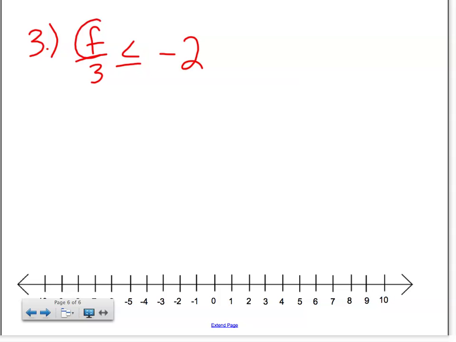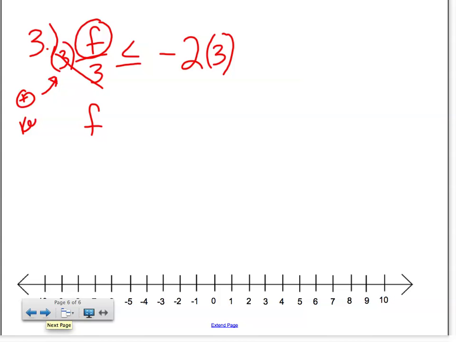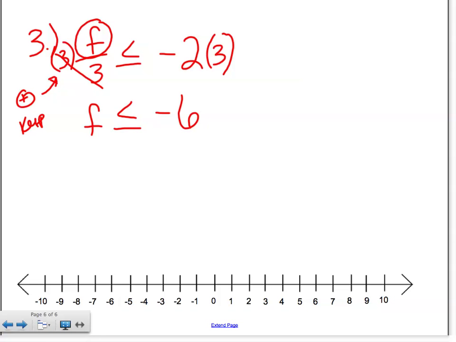So I see division happening here. I'm going to multiply by a +3. What I do to one side, I need to do to the other. Okay? These cancel, and I'm left with f. Because this was a positive number, I'm going to keep the sign, so the sign will stay the exact same. And over here, -2 times 3 is a -6. So if I were to graph that, I would put a dot at -6, color it in because I have this line here, and I'd make my arrow going this way.